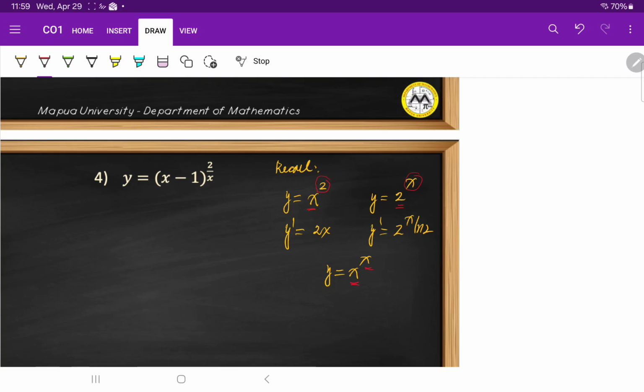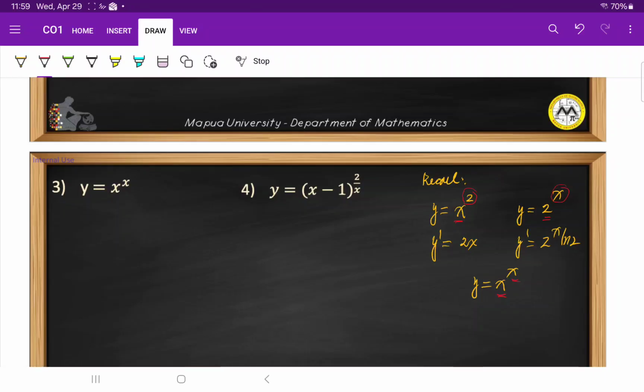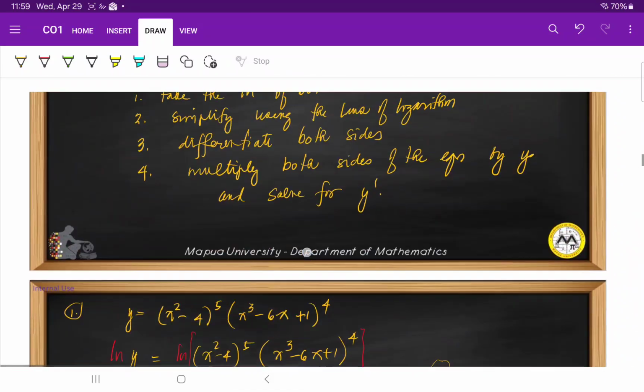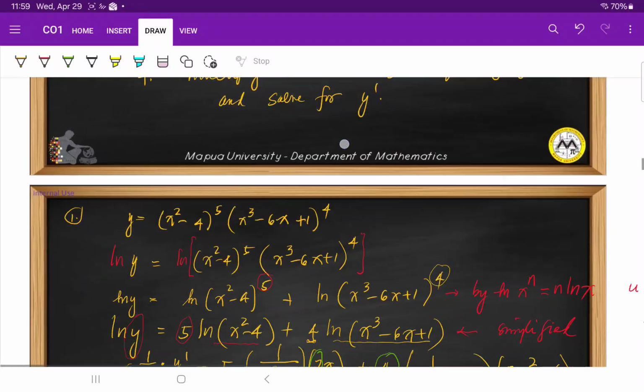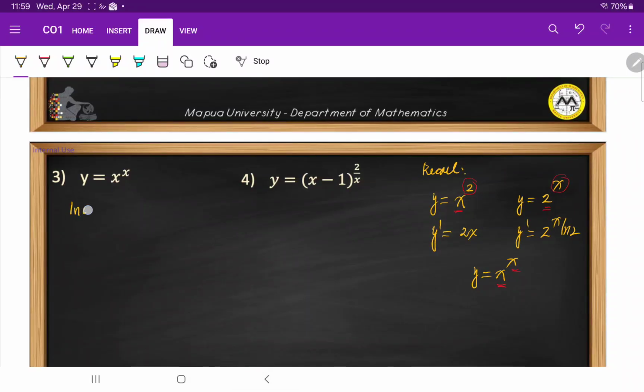So for us to solve this kind of problem, we use logarithmic differentiation. So given this one, how do we apply logarithmic differentiation? Look at the steps here. Take the ln of both sides. So we take the natural logarithm of both sides. So ln of y is ln of x to the x. And then the next step is for us to simplify by using the laws of logarithm. So this x here can be written here so that we have x ln of x.